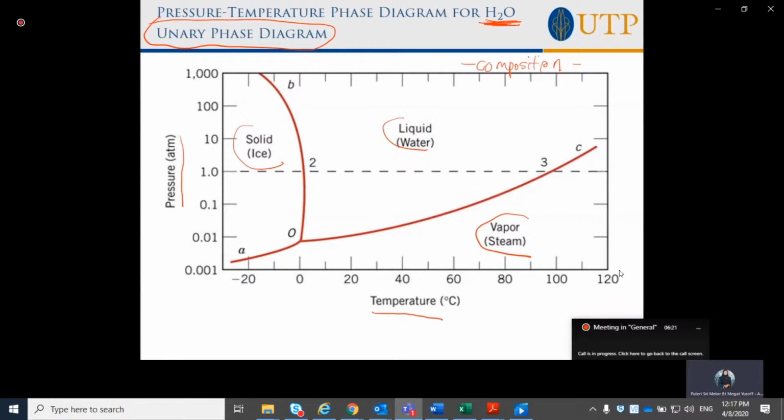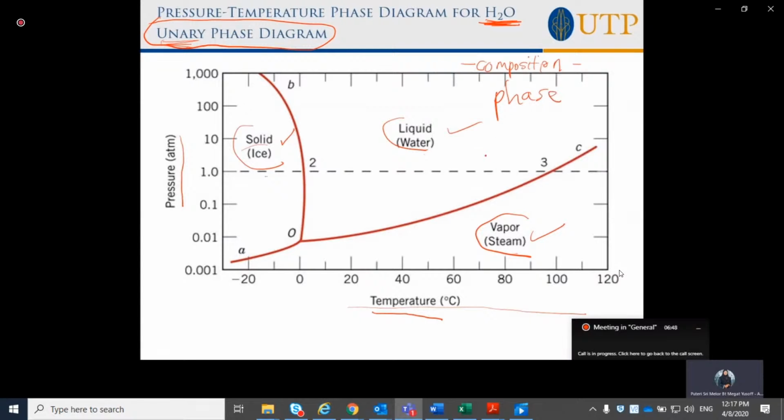So this is a very simple system, unary. Okay, so it will tell you whether you're going to have ice, water, or steam, depending on your temperature and also depending on your pressure. That's all that the phase diagram is telling you. Okay, these three different things, solid, liquid, vapor, this is what we call phases.